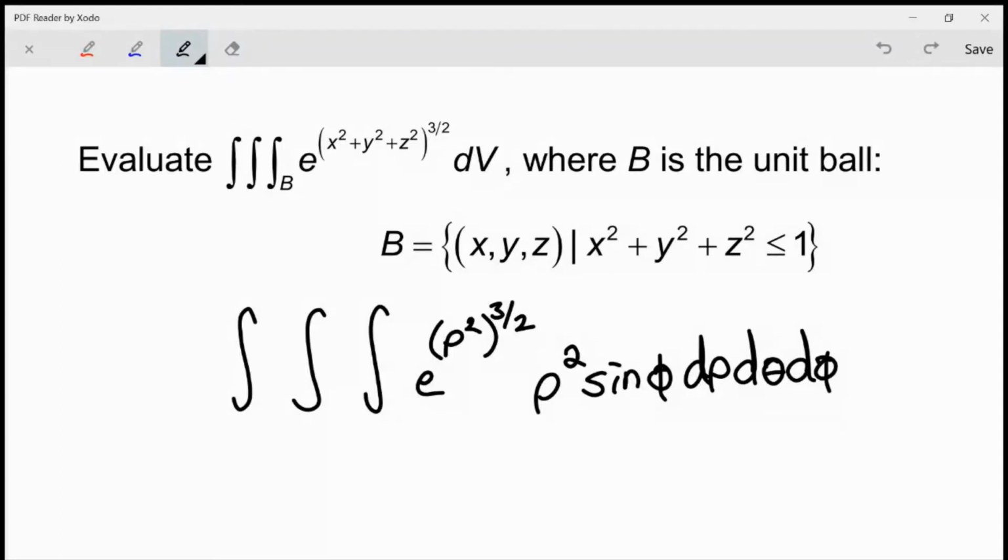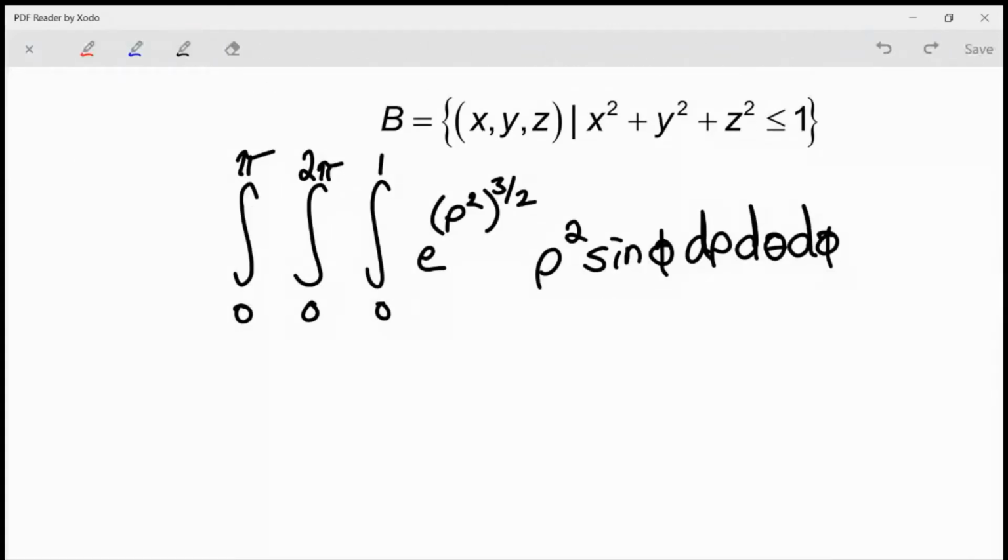Okay, so now I need my limits of integration. Remember, we're starting with the rho. So I've got this sphere that has a radius of 1, so my rho is going to go from a radius of 0 to a radius of 1. And then my theta, since we're using the entire sphere, is going to go from 0 to 2 pi. I'm going all the way around the origin. And then for the phi, remember, I'm measuring from the positive z-axis all the way down to the negative z-axis. That's going to go from 0 to pi radians. Okay, so this is going to represent this triple integral.